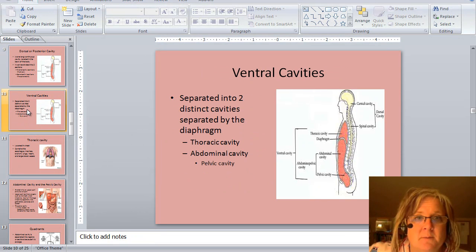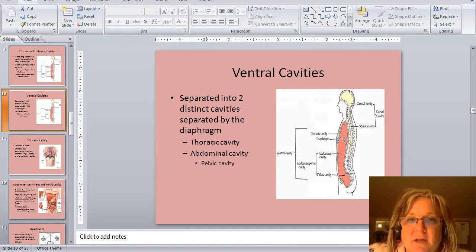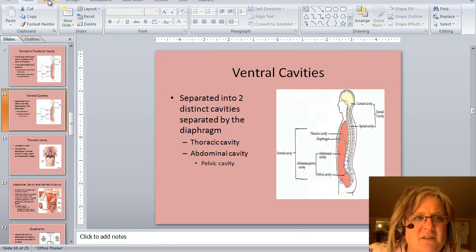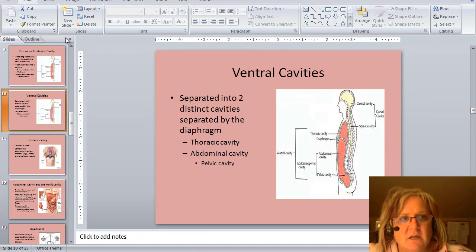Whoops, I'm sorry. Now we have ventral cavities. I separated it down because I didn't know if I could use a highlighter on these things to point. I suppose I would need to be in paint.